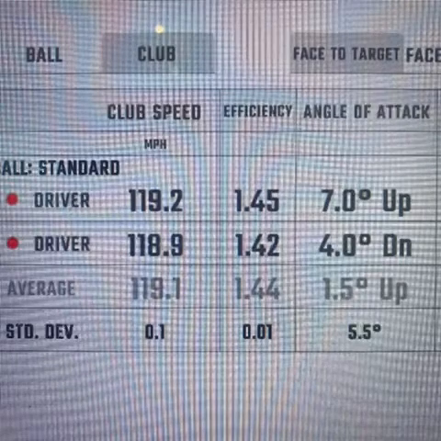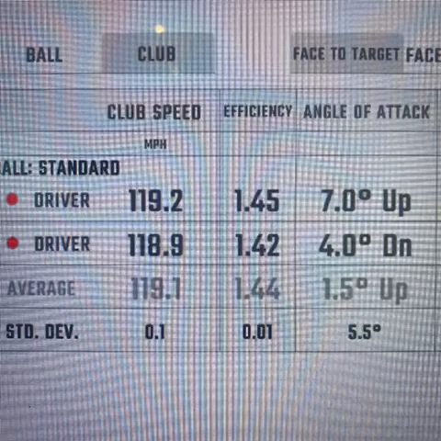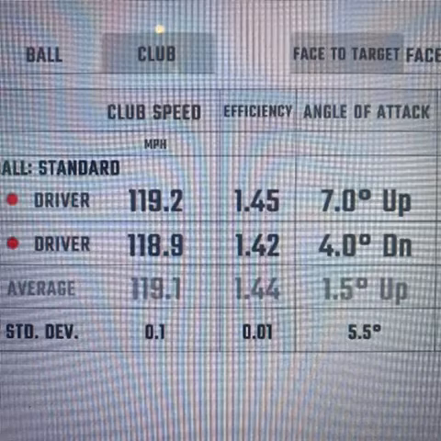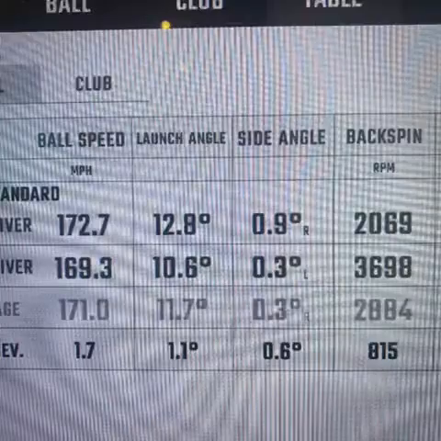As you can see, these two drives are around the same club head speed, just about 119, but the angle of attack on one of them is 7 up and the other one is 4 down, so there's an 11-degree difference here, which is significant.